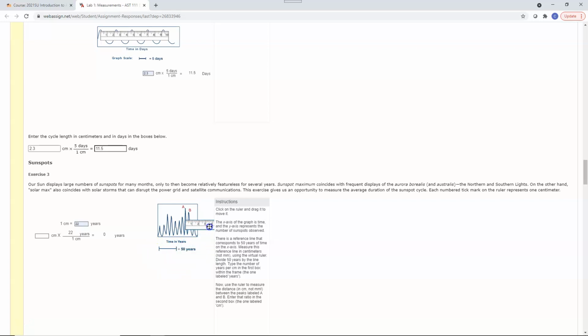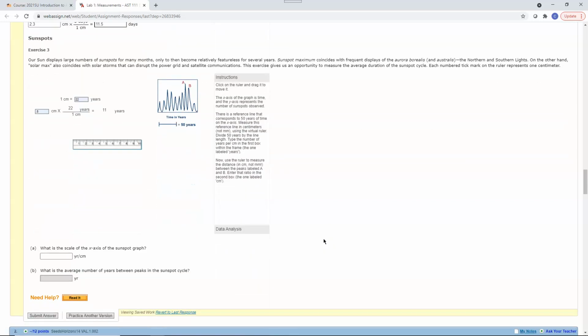Well, if I go up here and look at this, 1 centimeter is 22 years, but I'm at 1/2 centimeter. So I'm at 0.5 centimeters times 22 years over a centimeter. The centimeters cancel, so half of 22 is 11 years. And that would be my answer. And actually that's right, because the sunspot cycle peaks every 11 years.